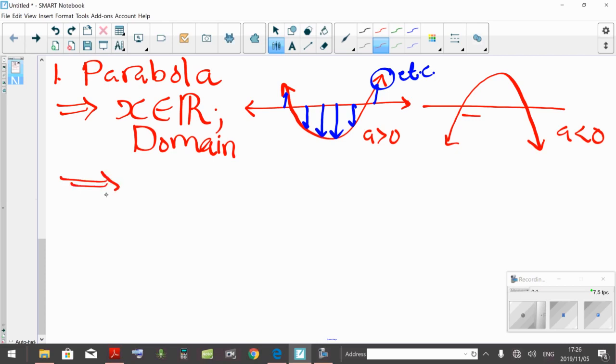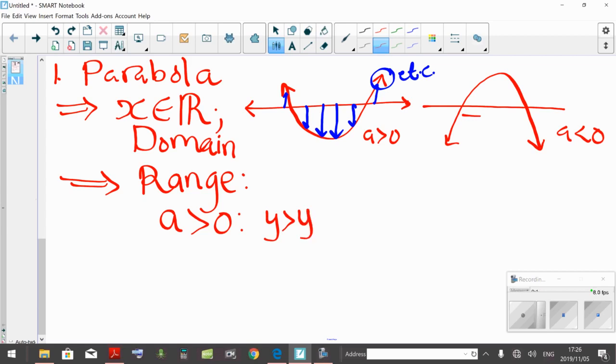What about the range? The range of a parabola is dependent on the turning point. Now I can tell you that whenever a is greater than 0, your range is going to be y greater than the y value of the turning point. You have to calculate the y value of your turning point. And then y will be covering all real numbers that are greater than the y value of the turning point.